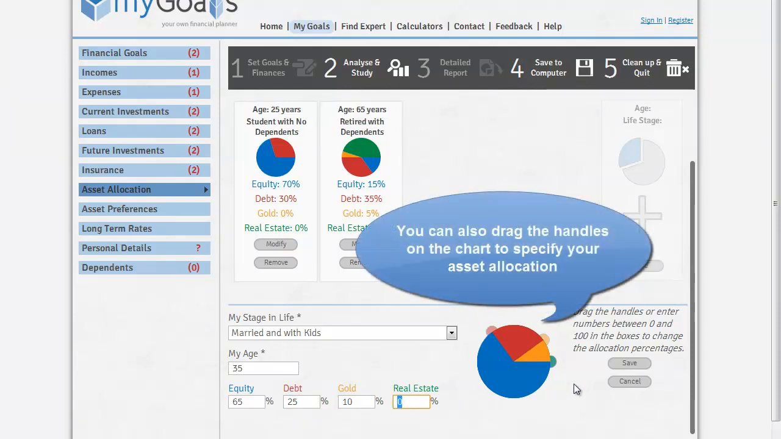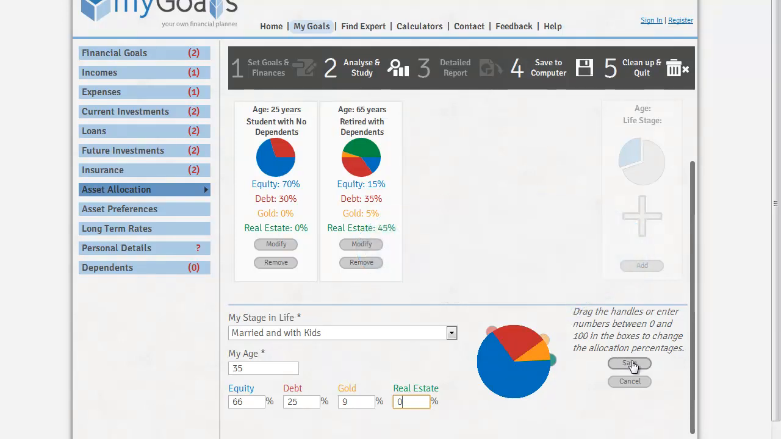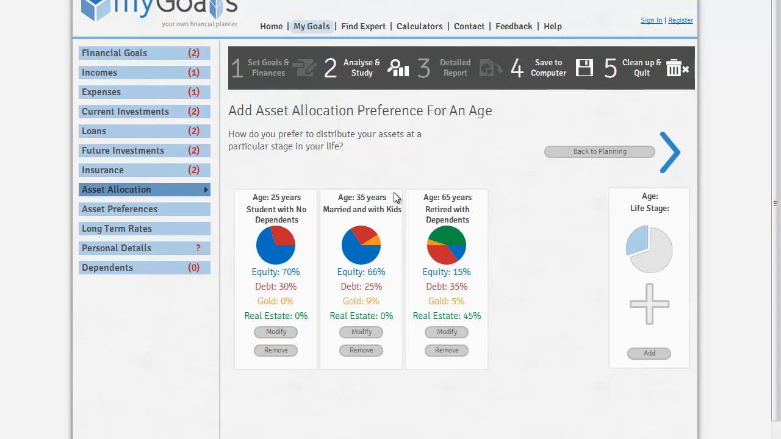You can see the chart changing. If you are comfortable, you can also use the handles provided here to modify your asset allocation. So it's very convenient for you to specify how you want your asset allocation to look at a specific age. So let's save it. So as you see now, you have added another point in your asset allocation. Similarly, you can add multiple points and decide on how you want it to look.